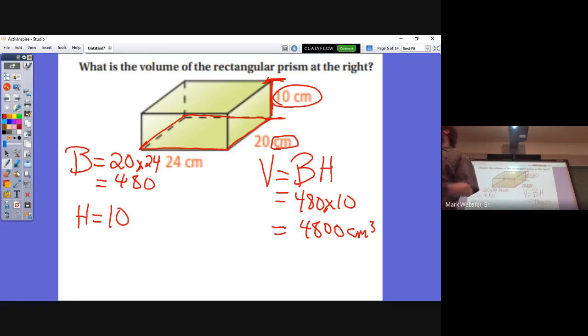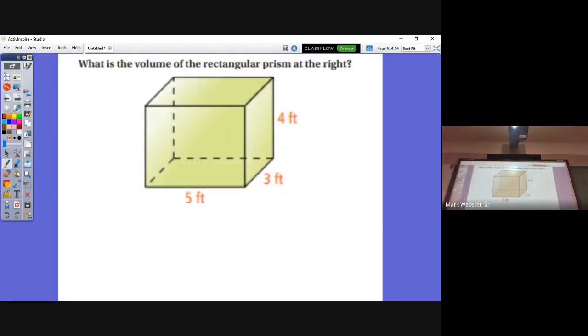Volume is a three-dimensional measurement. It's measuring how much space we take up in the room, right? So 3 dimensions, so units cubed. Whether it's centimeters, inches, meters, miles, whatever, units cubed. Okay, so once again, find the area of the base, find the height.